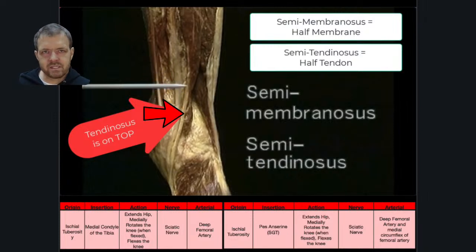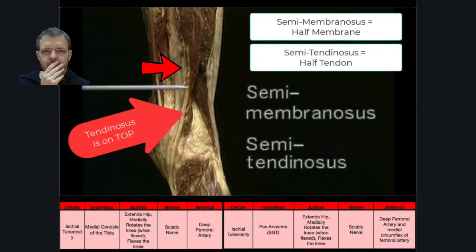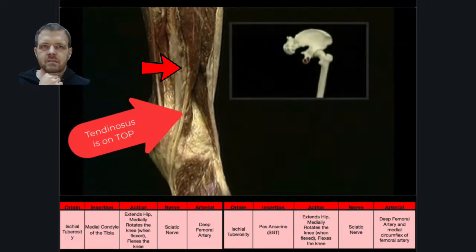So you've got the semitendinosus just here. You can just about make out where it turns into a tendon. And then underneath it, can you see that one just there that runs alongside it? That one is your semimembranosus. Okay, cool. All right, let's have a look at these.